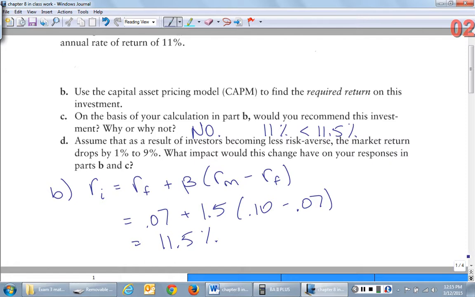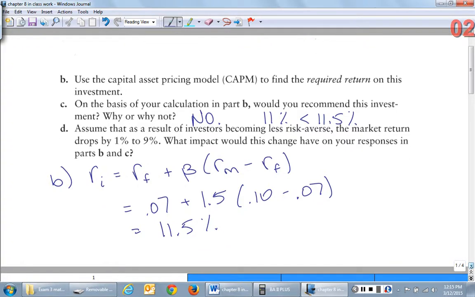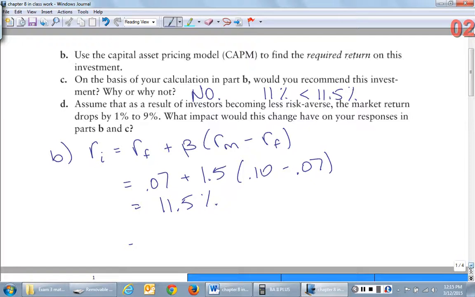And Part D, what if the return of the market return drops 1%? So now it's 9% instead of 10%. What is the new required return on this asset?